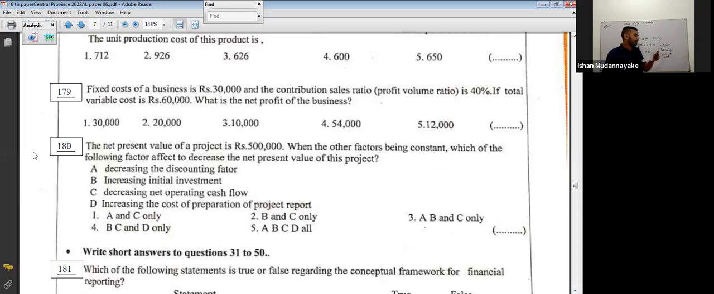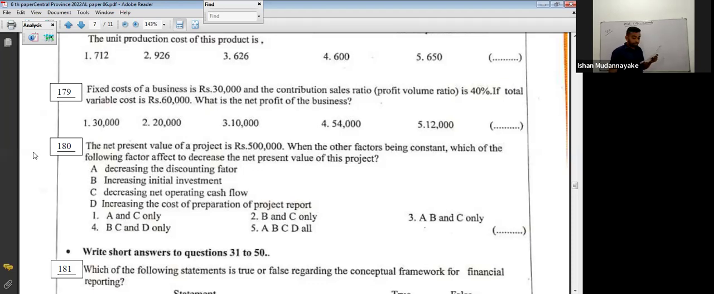Now, look at the question. Net present value of the project is 500,000. When the other factors are constant, which of the following factors affect to decrease the net present value, NPV, of this project? Factors affecting to decrease the net present value of the project. Question number 180.